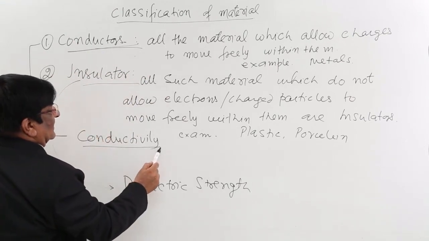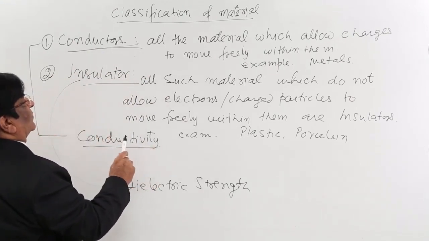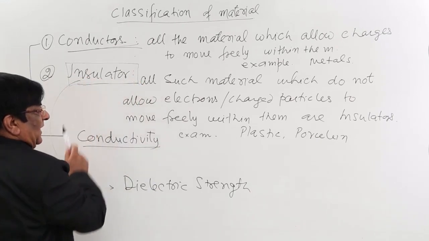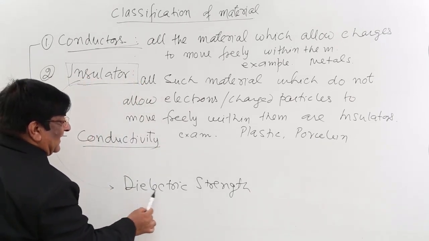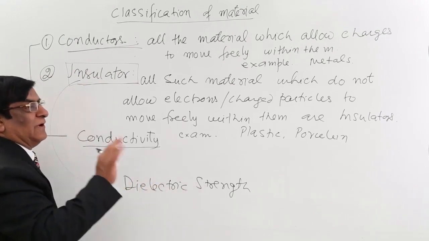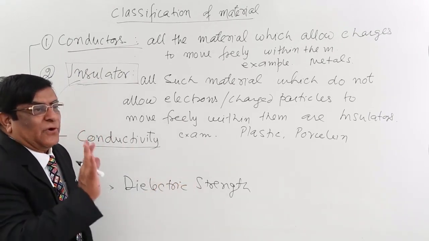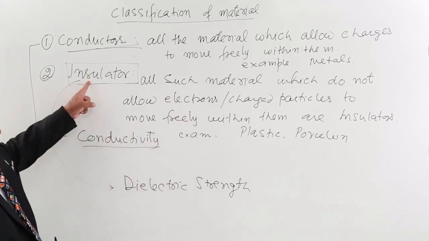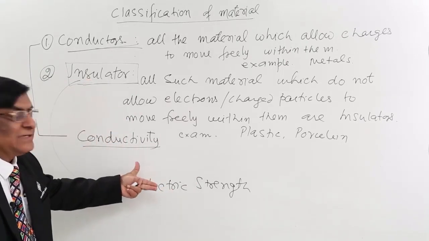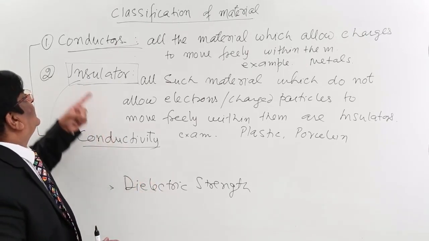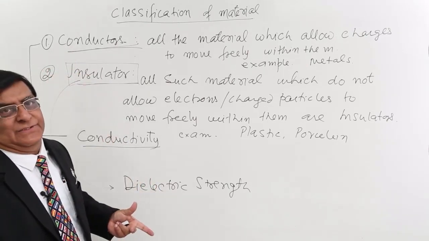That property is conductivity, which is more and more. And for an insulator, it will not allow charges to move, that is dielectric strength. It will hold the charges from moving, and that strength for holding is the strength of an insulator. The more the dielectric strength, the better the insulator it is. The more the conductivity, the better the conductor it is.